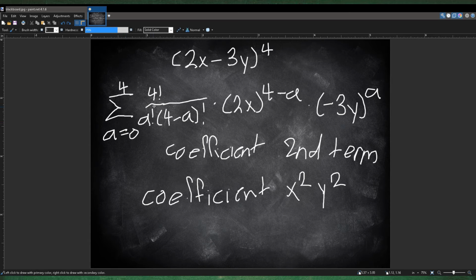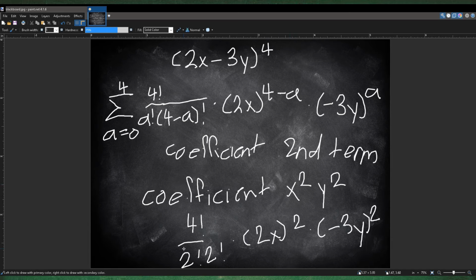the summation. So when a is equal to 2, you put 4 factorial over 2 factorial over 4 minus 2 factorial, which is 2 factorial, times 2x to the power of 4 minus 2, which is 2, times negative 3y to the power of 2. So this will get you 6 times 4x squared times 9y squared. Now when you multiply this together, you get the x squared times y squared term. So the coefficient of that term is 6 times 4 times 9, which is 216. That's all you write: the coefficient of the x squared y squared term is 216.